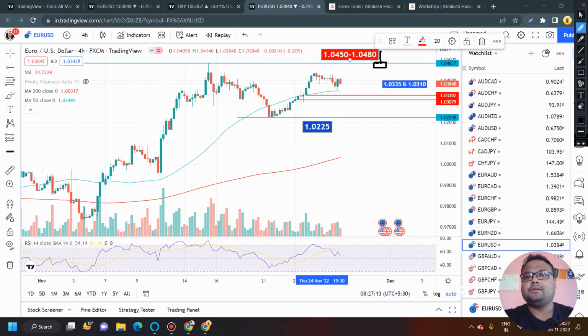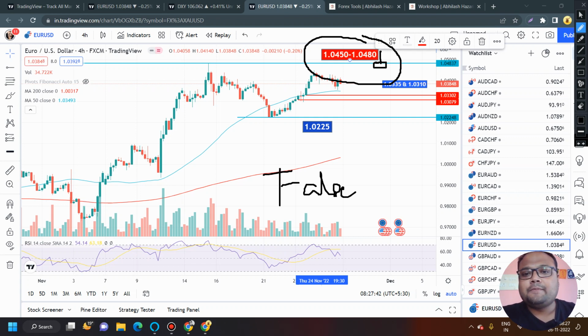sell position around 1.0450, 1.0480 level, because market will have to break this with proper volume to resume the uptrend. As of now we don't have any signs yet, so we can expect a reversal. In case it breaks it on Monday, then also we should not be going for immediate buy position, because as we all know, market is also full of false breakouts, isn't it?